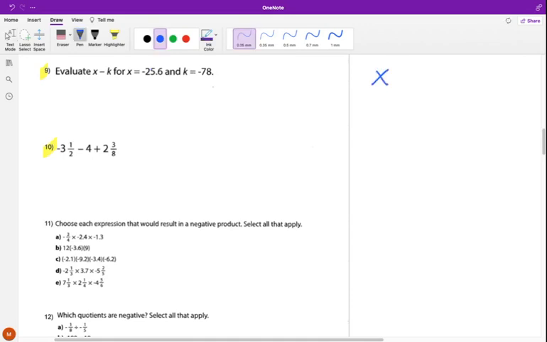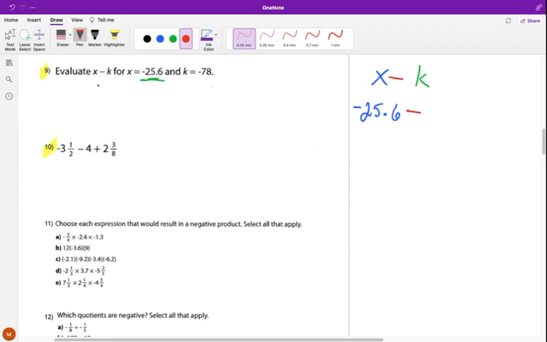All right, this next one, x minus k, that's what we're substituting in for. So it's x minus whatever k is, k. X was equal to negative 25.6. So when we're substituting that in, that x is equal to negative 25.6, so it's minus 25.6, so negative 25.6. Then the original problem was x minus k.